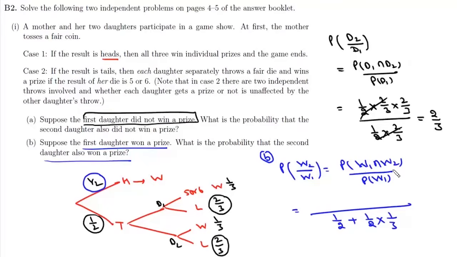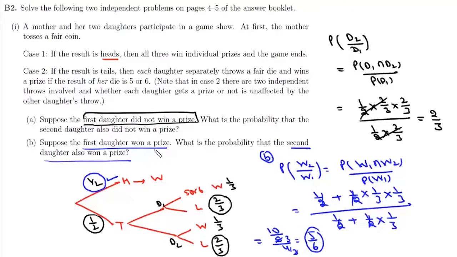And the case when both of them win could be this first case when it is 1 by 2, or the second case when they get tails and both of them win a prize, so it will be 1 by 3 into 1 by 3. Now this 1 by 2 will cancel, so we'll get this as 1 plus 1 by 9, which is 10 by 9, divided by 1 plus 1 by 3, which is 4 by 3. Now this will be simply 5 by 6. So the probability that the second daughter also won a prize, provided the first daughter wins it, is 5 by 6.